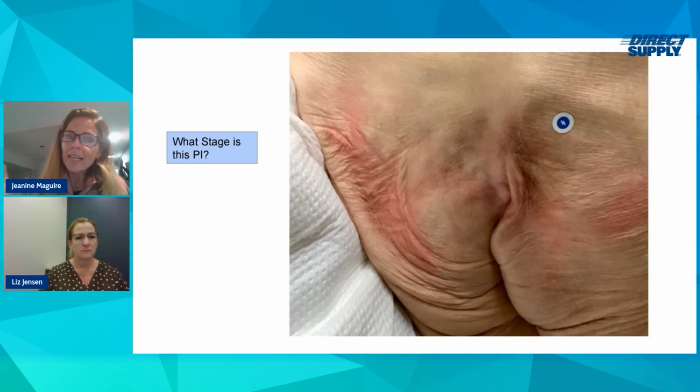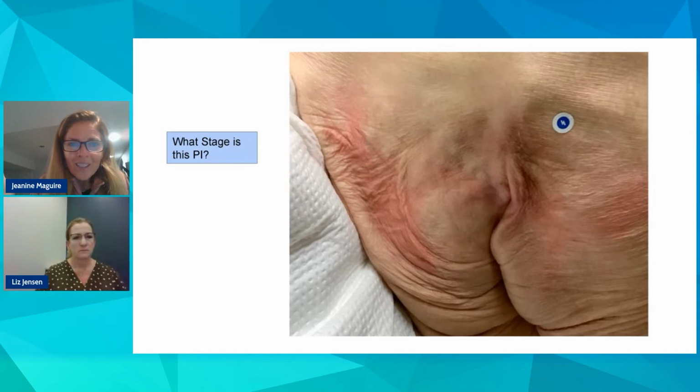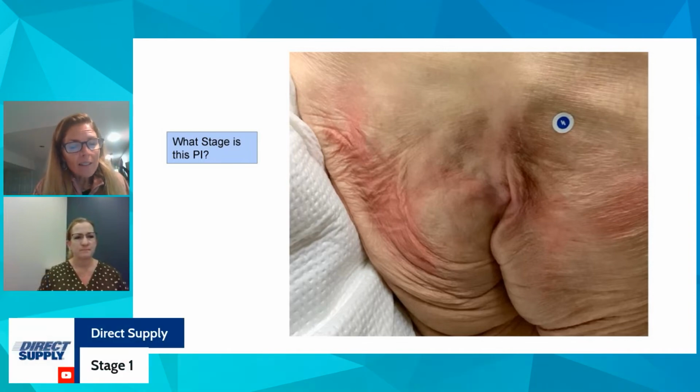This is either going to get better because we recognized it, we offloaded it, we got them on the right surfaces, we got mobility going, we got the dietitian involved, we looked at comorbid conditions and so forth. So it's going to be gone likely in a week or so, or it's going to start to decline. So you're not going to live in that state of a stage 1.